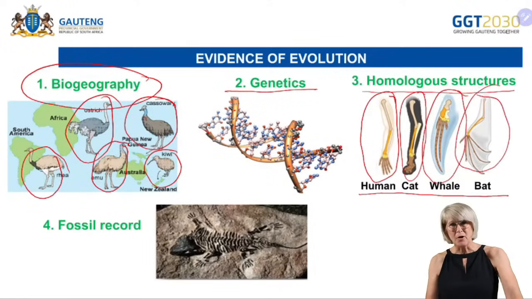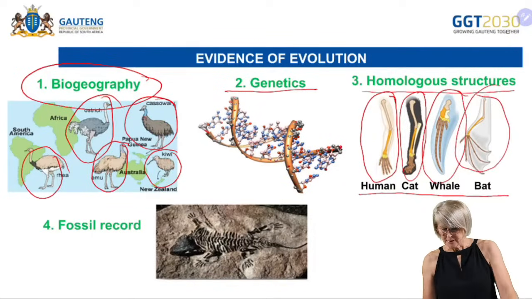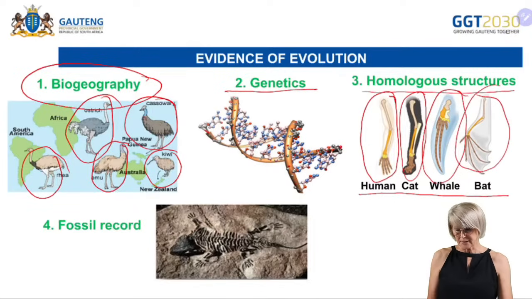The shape of each bone might be different, okay, but all of them have what we call the pentadactyl limb. So in other words, it's a limb with 5 digits. And the reason why they are different is because each organism has different uses for them, but it is evidence of a common ancestor.